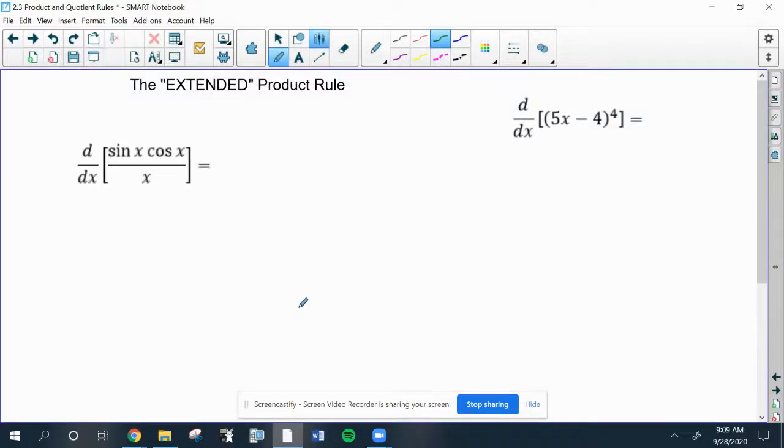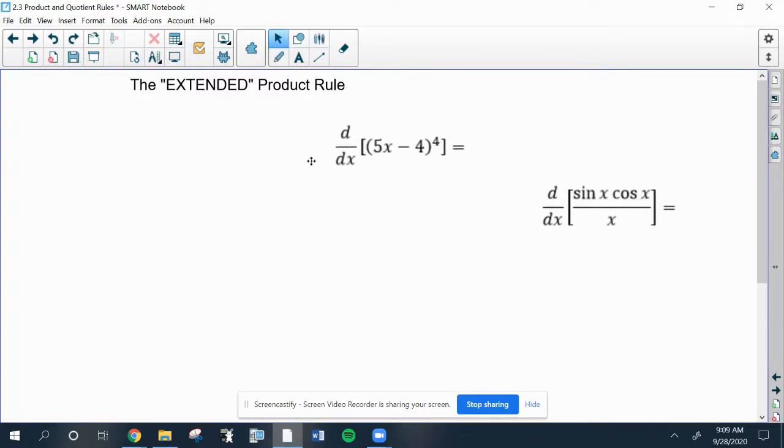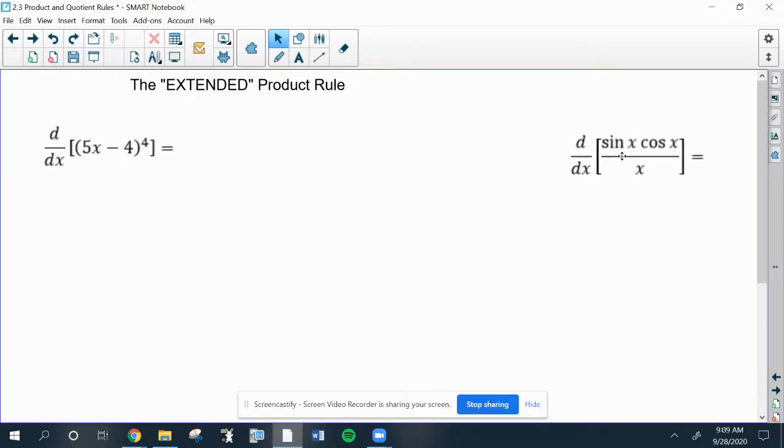Hello, in this video we're going to talk about something called the extended product rule. The extended product rule is just an extension of the product rule, believe it or not. So I want to actually look at this example first. The extended product rule basically says if you're taking the derivative of a product, usually it's the first times the derivative of the second plus the second times the derivative of the first.